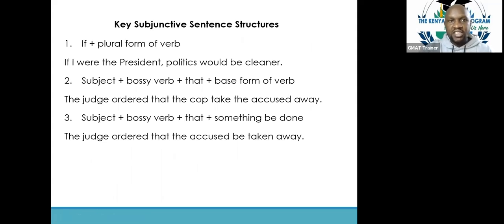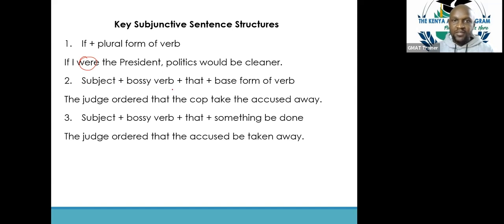So subjunctive sentence structures are as follows. So it can be used with the plural form of the verb. For example, if I were you, I wouldn't take the test, something of the sort. Or in this case, if I were the president, politics would be cleaner. So of course, the verb was takes the plural form, as in this case.